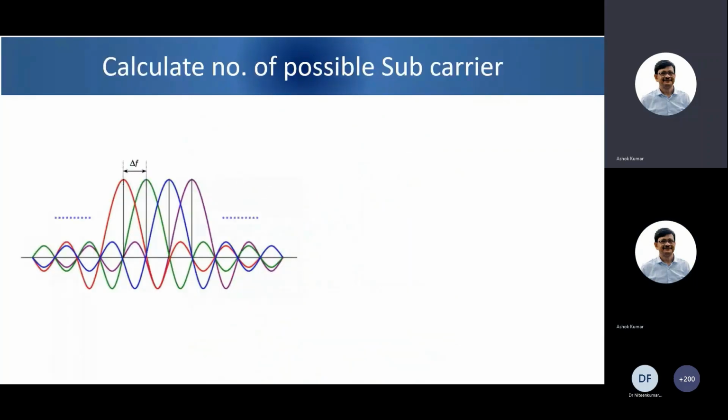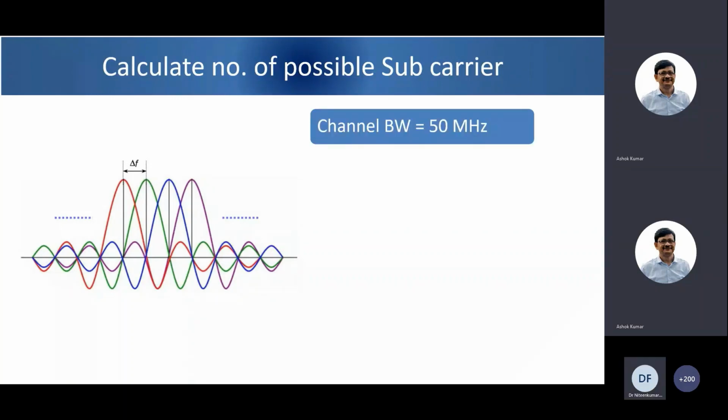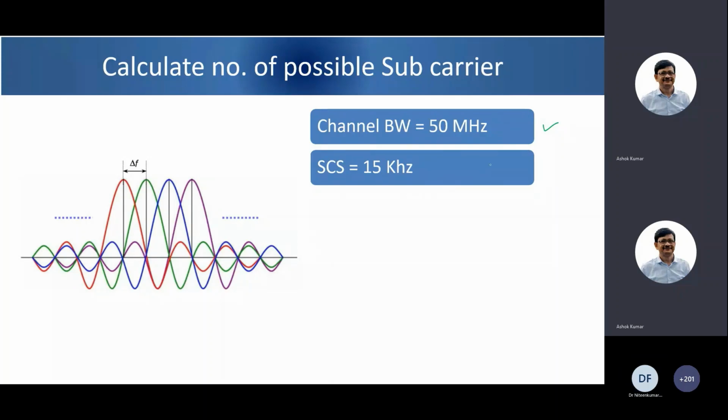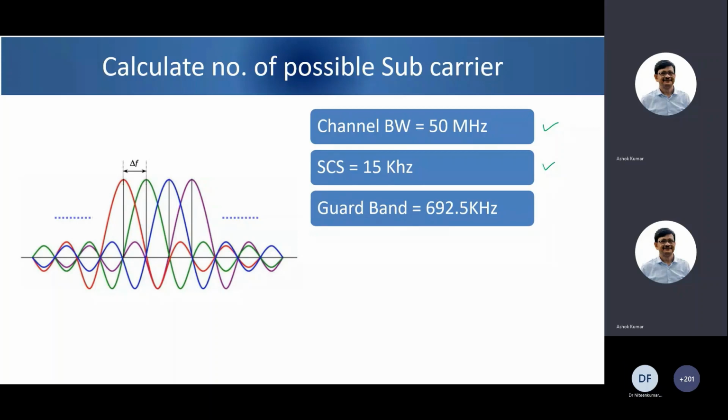Okay, now there's a question for all of you. Suppose I have a channel bandwidth of 50 megahertz. I have a subcarrier spacing of 15 kilohertz. And I have to use a guard band of 692.5 kilohertz. So what I'm saying is this one.